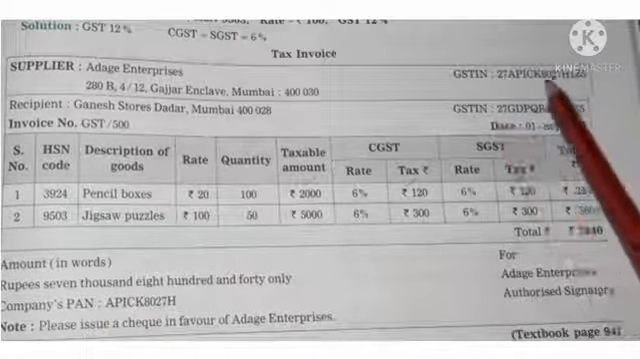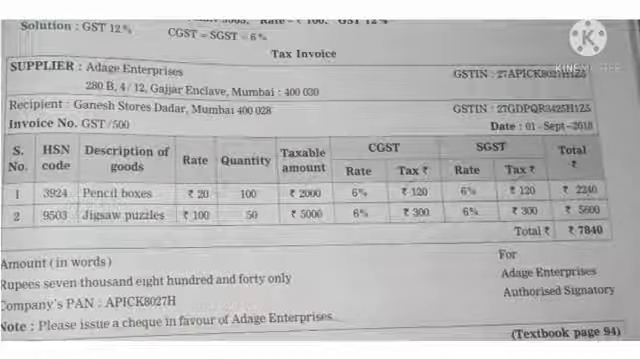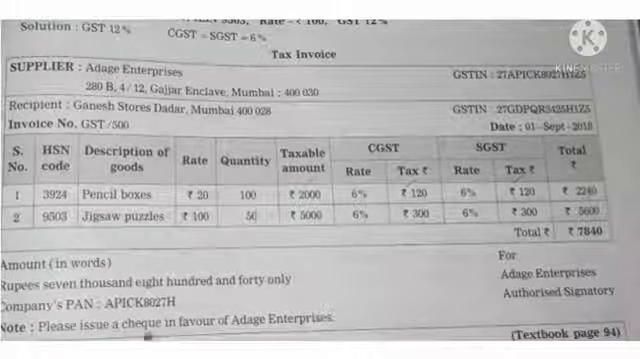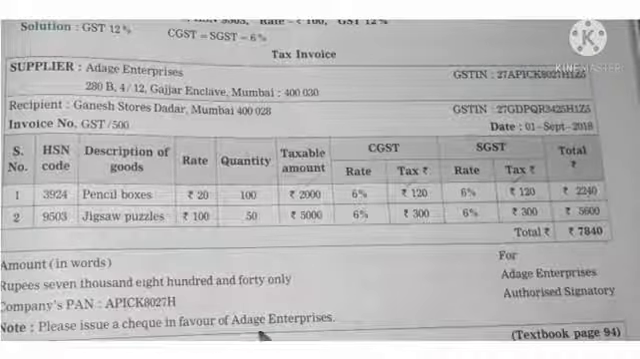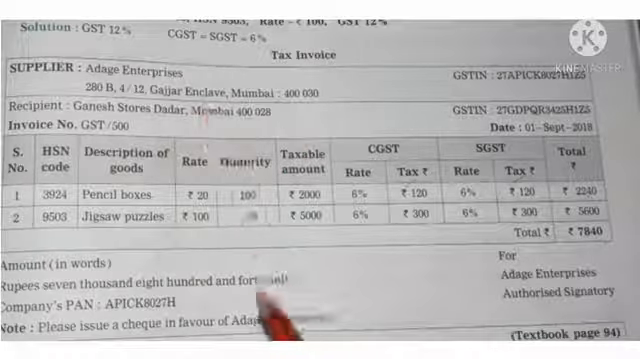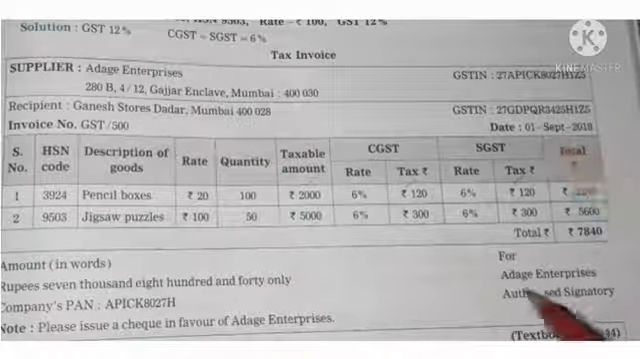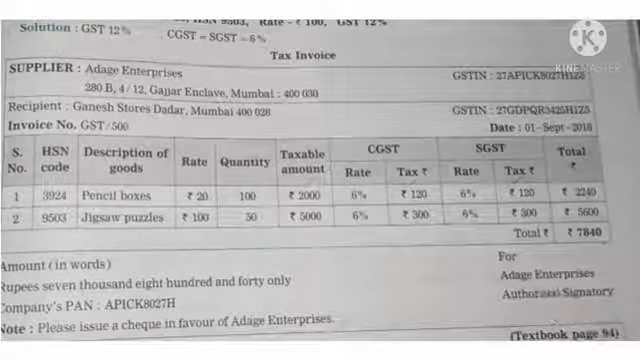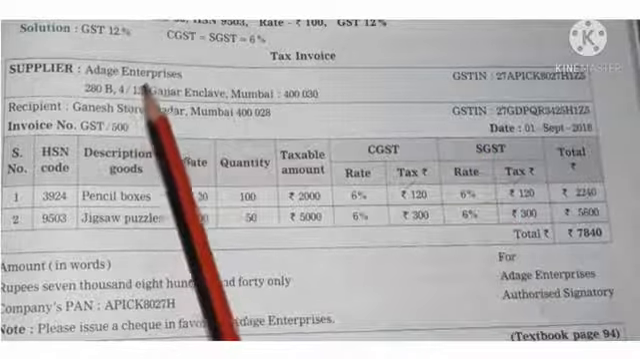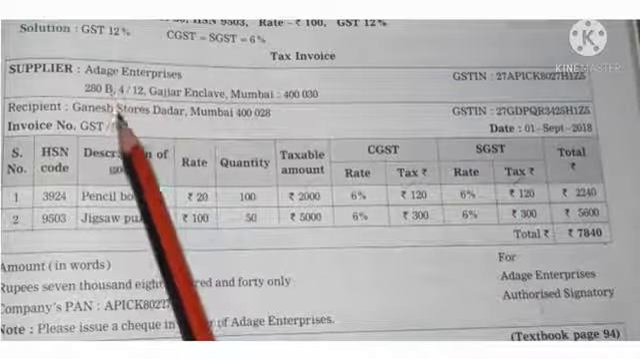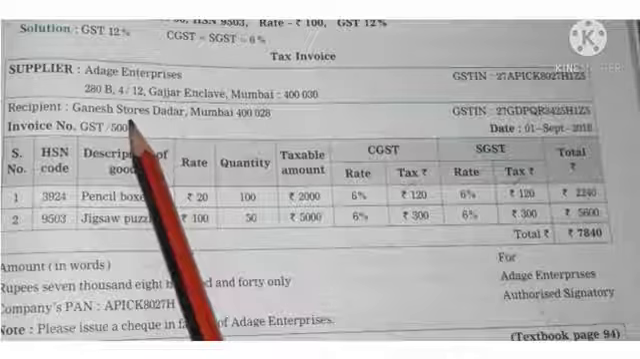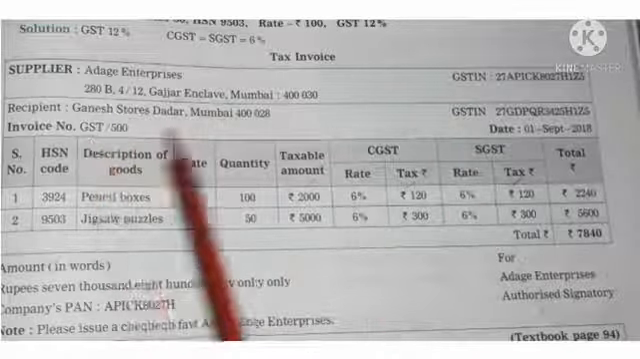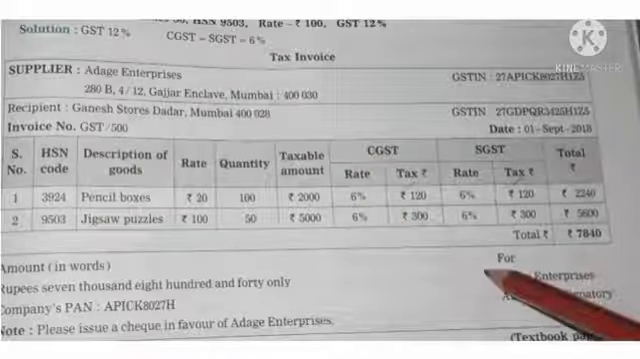Company's PAN number is given here. Write this here. And here a note is given. Please issue a check in favor of that enterprises. We were told to give the check in the name of that enterprise, for this enterprises. Okay. So here in this tax invoice our name is there and to whom we make this product. The name of whom we sell to must be written down here. Their GSTN number, GST number, everything is necessary to write.